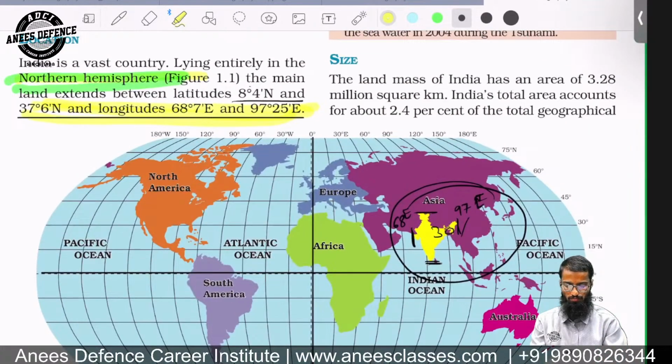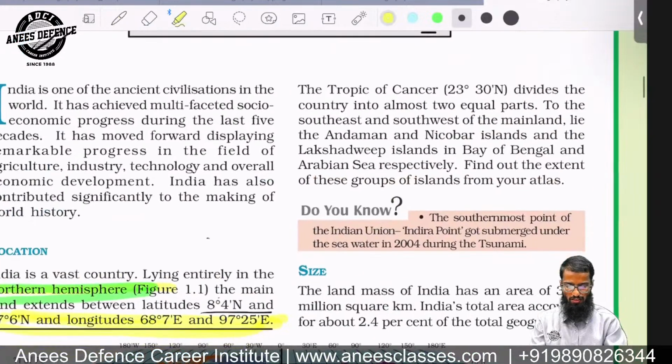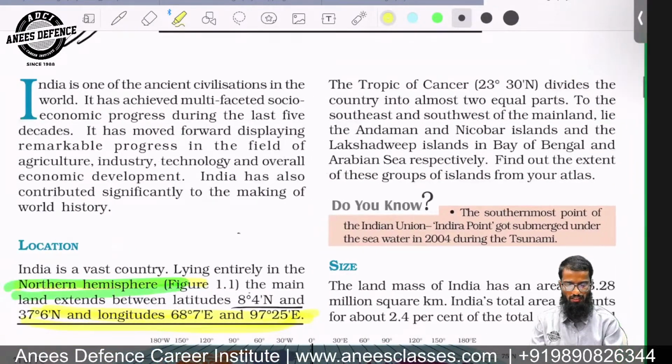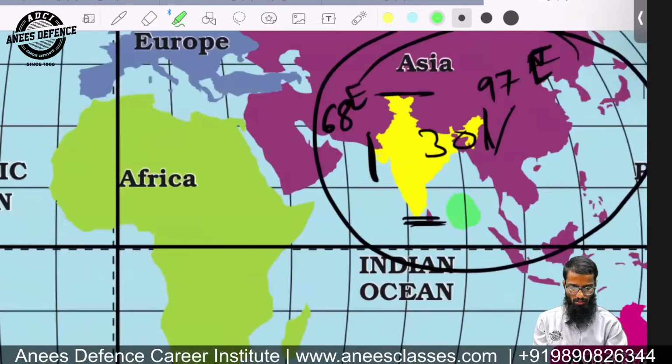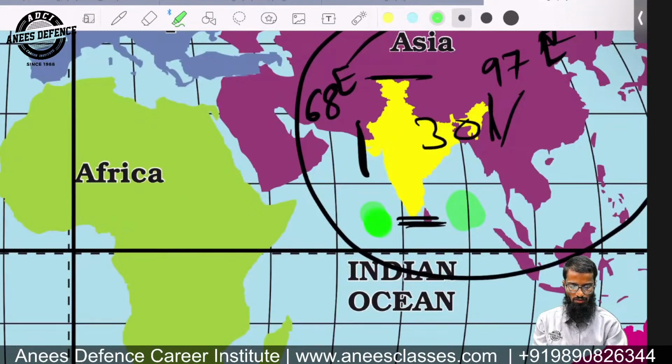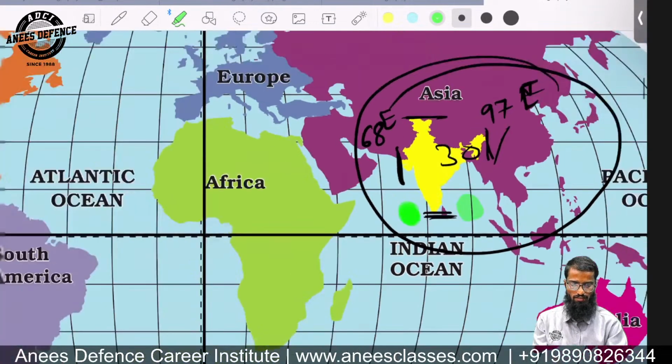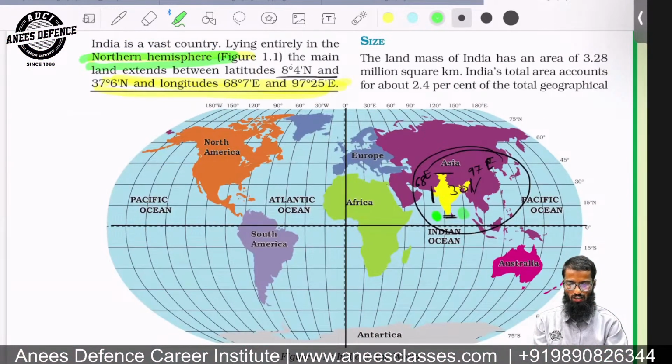Is it clear? Now next is, Tropic of Cancer divides the country almost into 2 equal parts, right? To the southeast and southwest of the mainland lie the Andaman and Nicobar Islands, we'll be studying where they are located, and the Lakshadweep Islands in the Bay of Bengal and Arabian Sea respectively. So here we'll have the Andaman and Nicobar, and here you will have the Lakshadweep Islands.